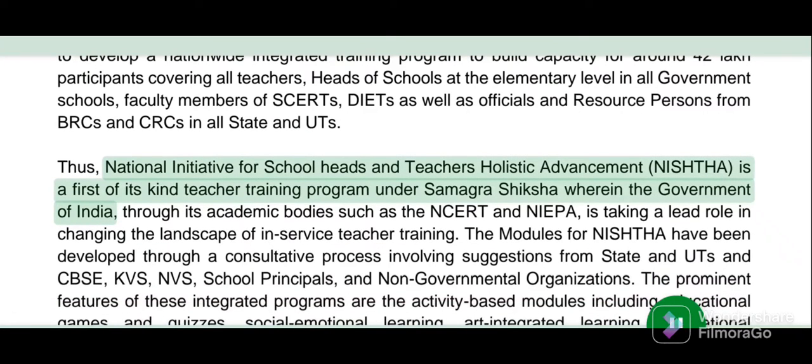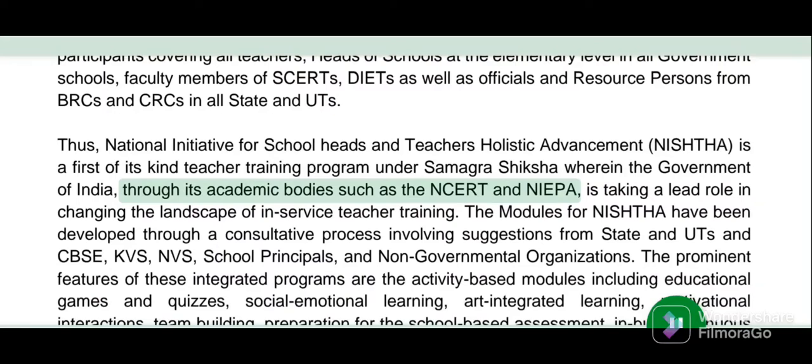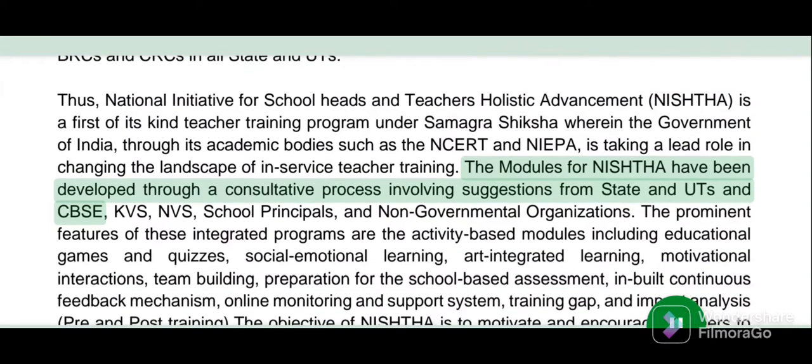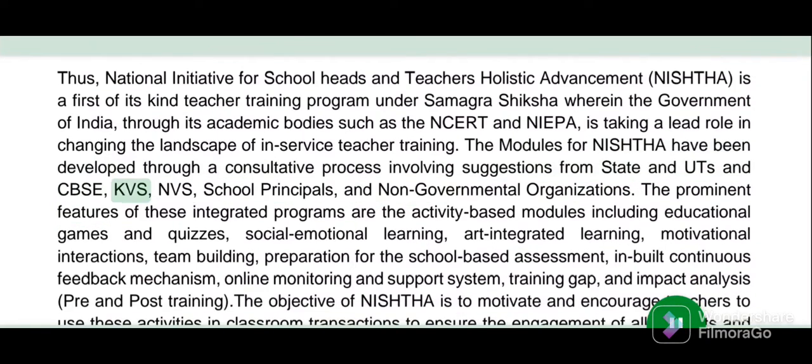Thus, National Initiative for School Heads and Teachers Holistic Advancement, NISHTHA, is a first-of-its-kind teacher training program under Samagra Shiksha wherein the Government of India, through its academic bodies such as the NCERT and NIEPA, is taking a lead role in changing the landscape of in-service teacher training. The modules for NISHTHA have been developed through a consultative process involving suggestions from states and UTs and CBSE, KVS, NVS, school principals, and non-governmental organizations.